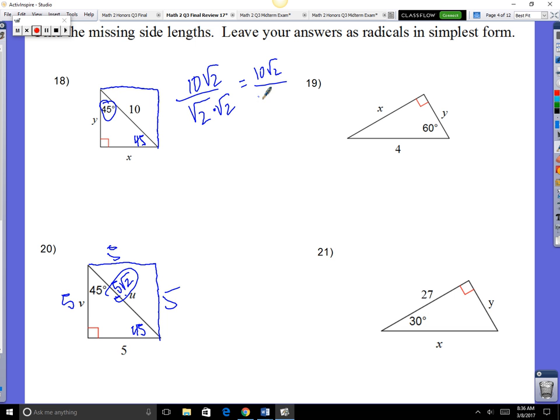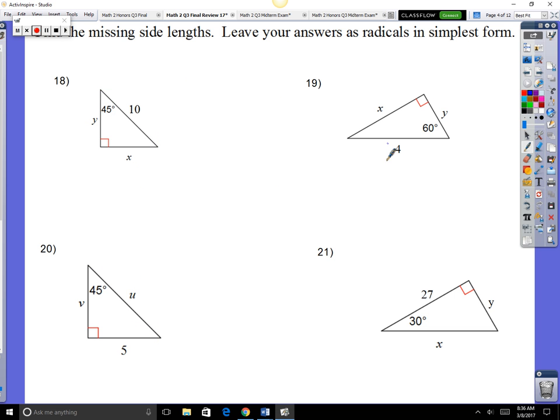On the bottom, you get a square root of 4, which is a perfect square. Square root of 4 is 2. And then you can clean up 10 halves. 10 divided by 2 is just 5. So that means your square is 5 square roots of 2 by 5 square roots of 2 by 5 square roots of 2 by 5 square roots of 2.